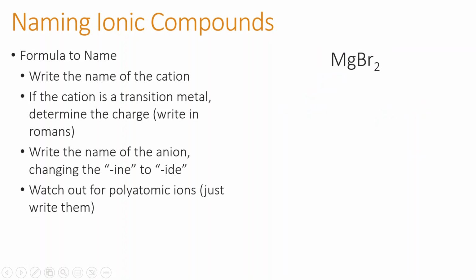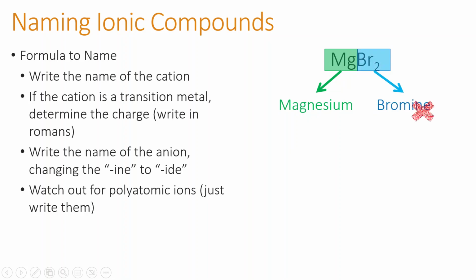Next up, we have MgBr2. So Mg is going to be magnesium. We already know the charge of that because it's in the second column on the periodic table. So then we also have bromine. We change that to bromide. So this would be magnesium bromide.